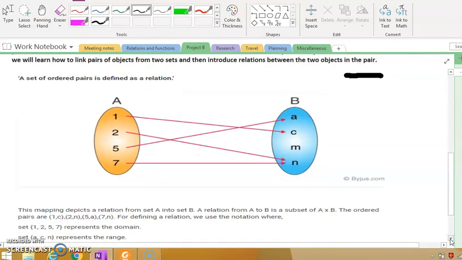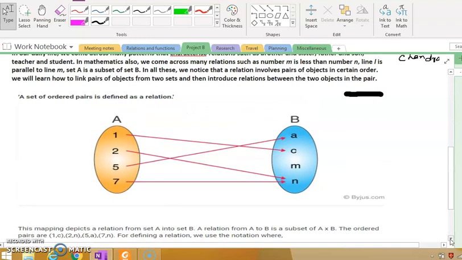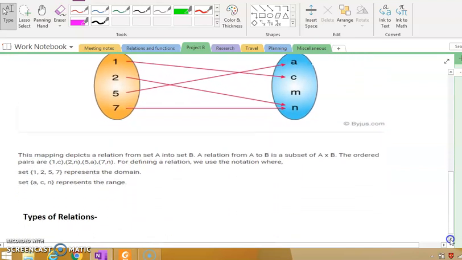Alright, you can see over here the set 1, 2, 5, 7 represents your domain, and A, C and N represent the range. So this is all about relations.